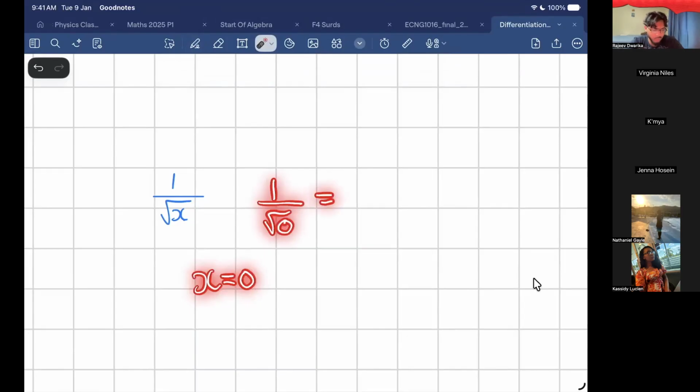Guys, what's the square root of 0? 0. Can I divide by 0? No, so it would be undefined. So at x is equal to 0, your function becomes undefined.